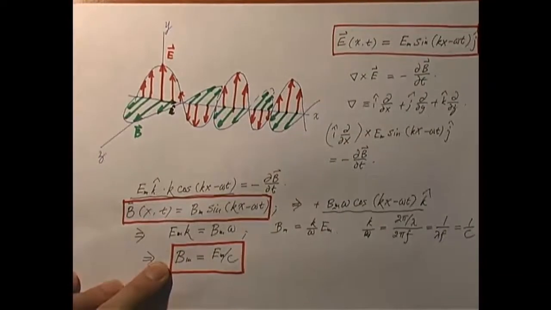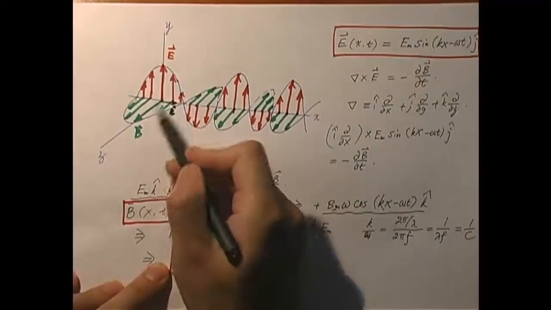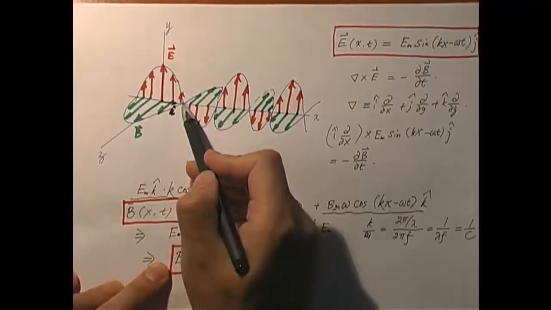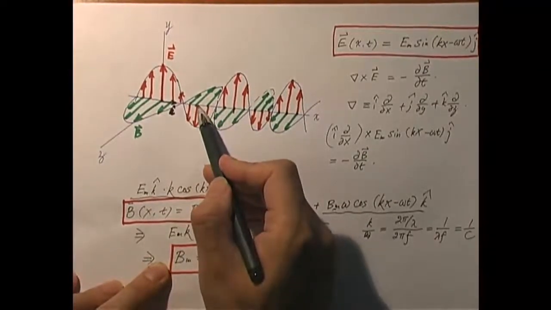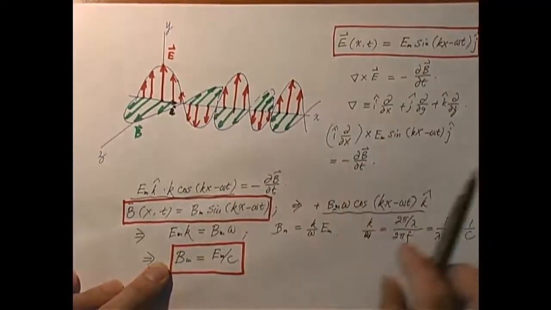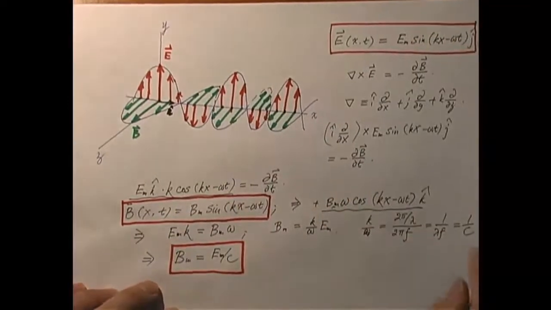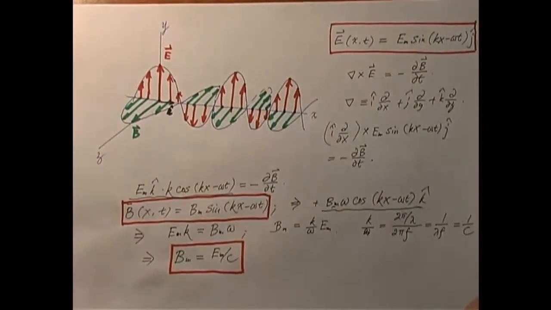Okay, so you see, for example, at this location, both E and B reach maximum value, and at that location they both reach 0, and at this location both reach maximum, and then go back to 0 simultaneously again, and so on and so forth. So this is a visual picture of a plane electromagnetic wave with both E and B components.